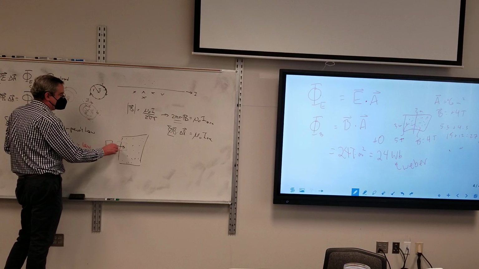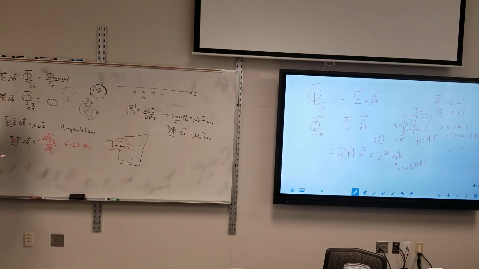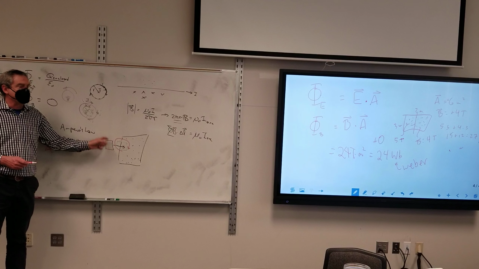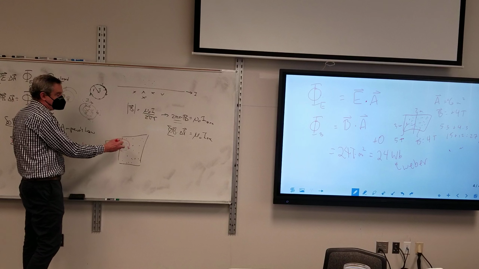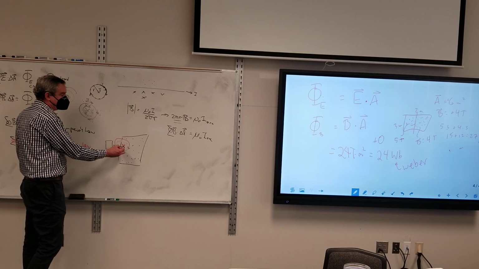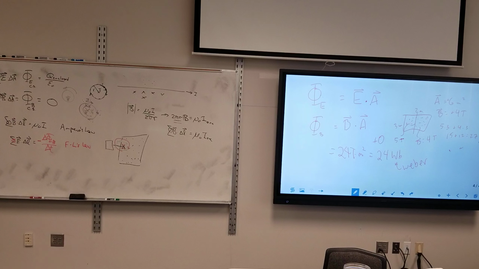Current is going to be in the direction to minimize the change. So if my flux increases, it's going to create a current that tries to decrease it. So it's going to create a current, in this case clockwise, so that it creates a magnetic field opposing this. That is the power of this negative sign here.